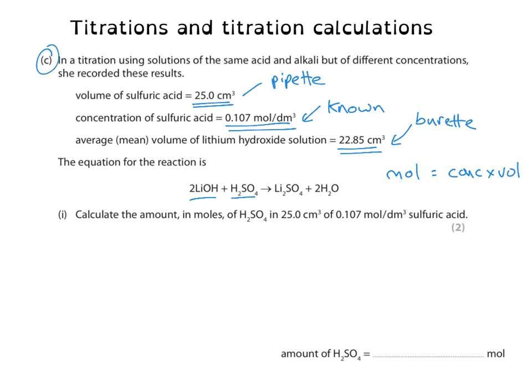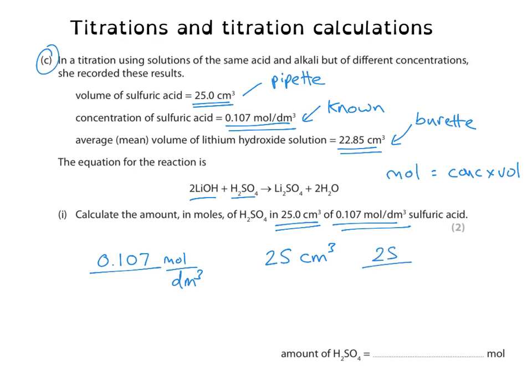But it's going to step it out for you. So you've just got to keep your cool and work out what you need to know. So it says amount in moles of H2SO4, and it's actually given you a volume and a concentration. So I know it's 0.107 moles in every decimetre cubed. I also know that I have 25 centimetre cubed. Now these units are not yet compatible, so I'm going to need to turn my centimetre cubed into decimetre cubed.